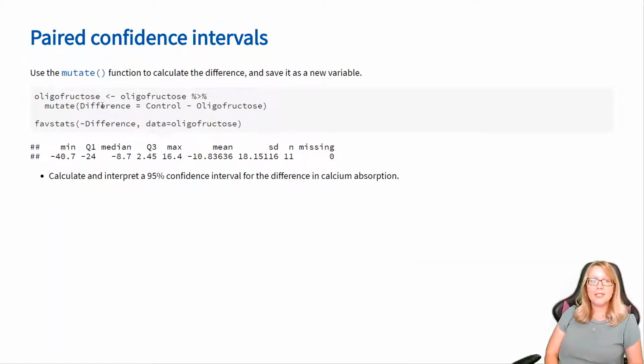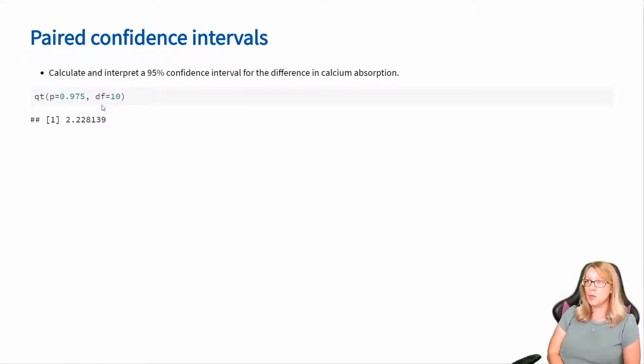Now, using the favstats function to take a look at summary statistics for the difference, we get an average difference of negative 10.84. So on average, the treatment group had higher absorption. The standard deviation is about 18, so there is a lot of variability here. What we'd like to do is calculate and interpret a 95% confidence interval for the difference in calcium absorption.